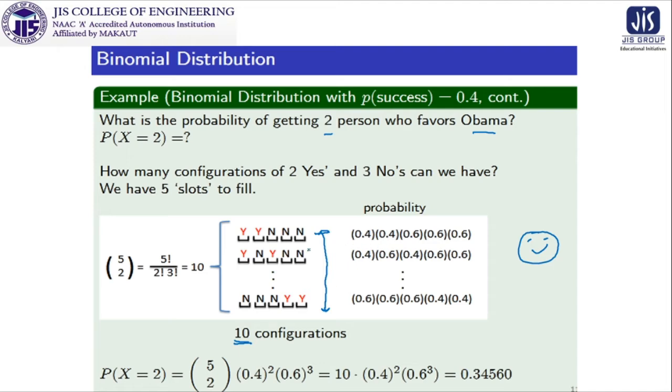But when we are summing them up, the calculation in this manner will be tough, so we can arrange it in this way: it will be 5C2 into 0.4 whole to the power 2 into 0.6 whole to the power 3, because every expression has the same form. So we get that the probability of getting two persons who favor Obama is 0.34560.